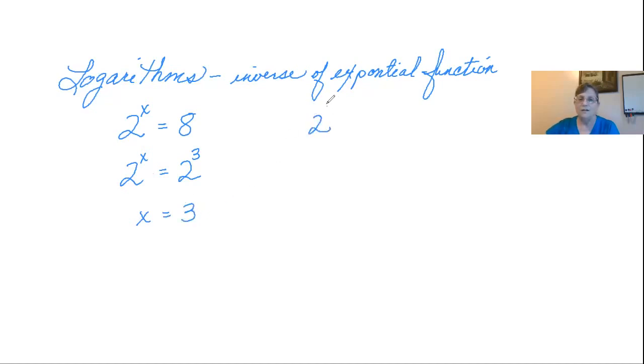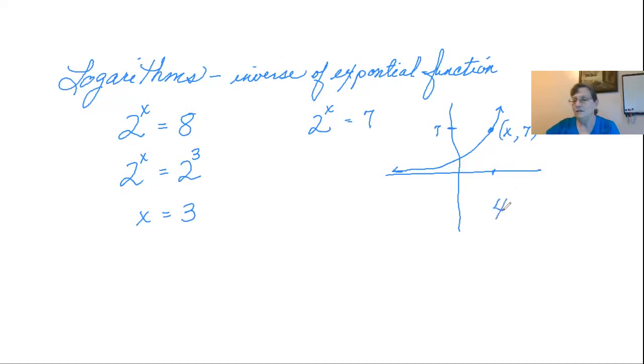But what if you've got 2 raised to the x equals 7? It's not humanly possible to figure out what power of 2 would give us 7. But because you know that this graph's like this, and you know the domain is all real numbers, there is some point here that has some power of x that gives you 7 as the y value.